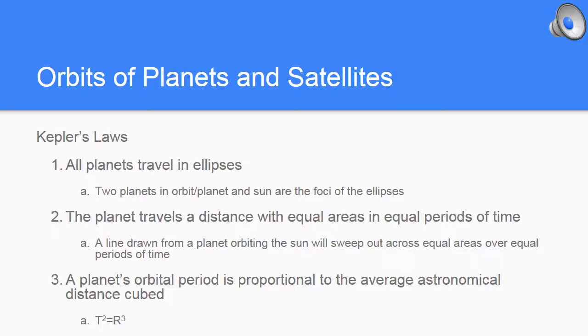Let's move on to the orbits of planets and satellites. When examining the orbits of planets and satellites, we're going to bring in a lot of the same concepts that we introduced with Newton's laws of gravitation. However, we're also going to introduce Kepler's laws.